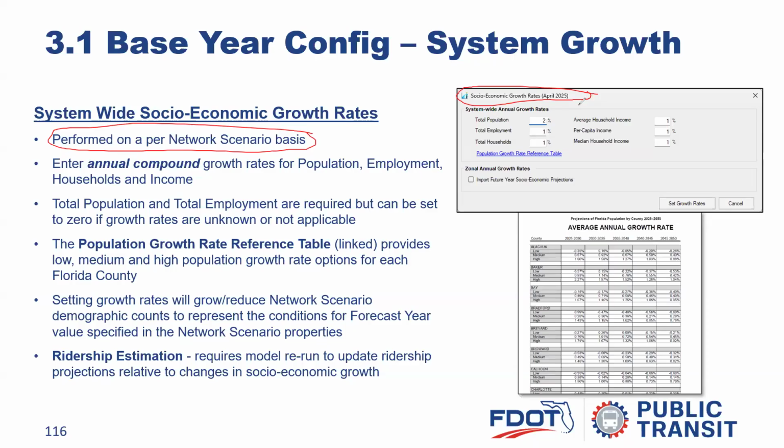And what this is setting up is that you have a general growth rate that you can add. So this is like just system-wide growth. And these are compound growth rates that, in this case, 2% is the population growth rate, 1% for employment and households, and others for income.